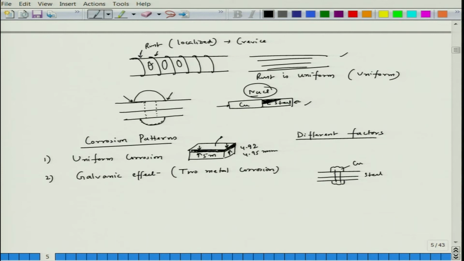You will see that this portion, if they are under electrochemical attack, will get more corrosion, and mainly the steel corrodes, not the copper. Let us say this is NaCl solution or seawater solution. In seawater, copper acts as a noble component and steel acts as an active component.